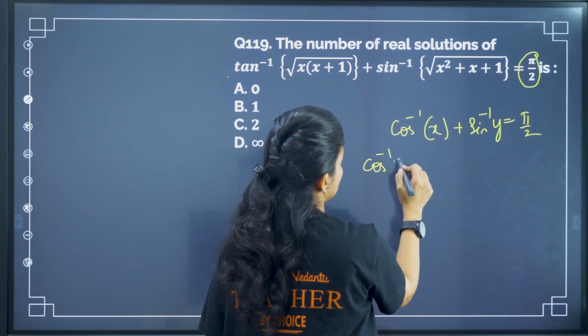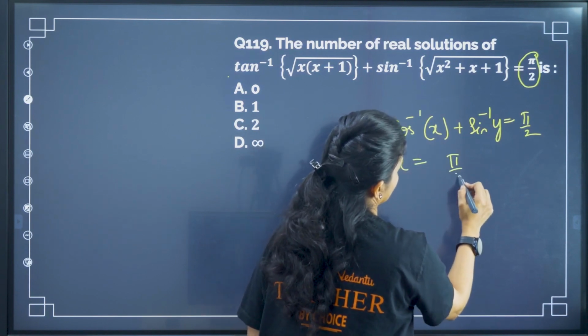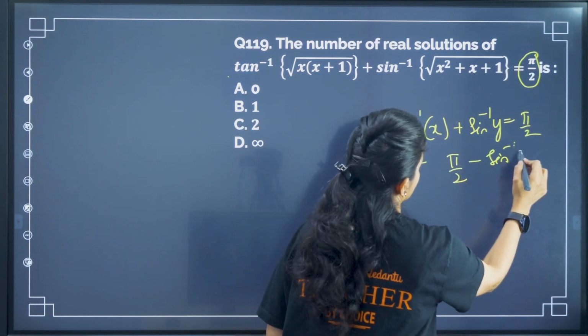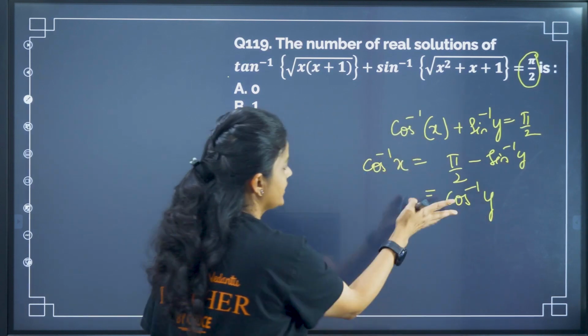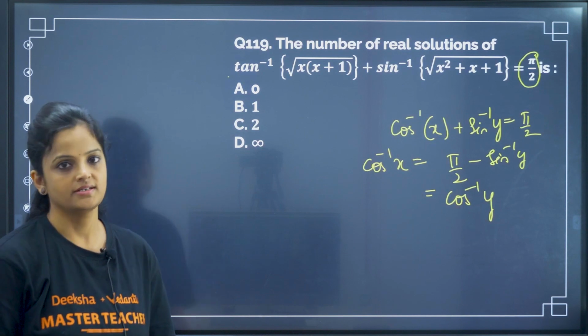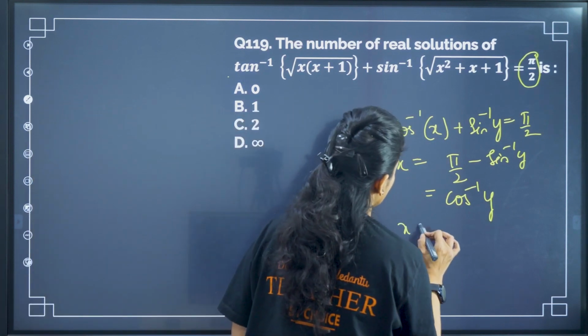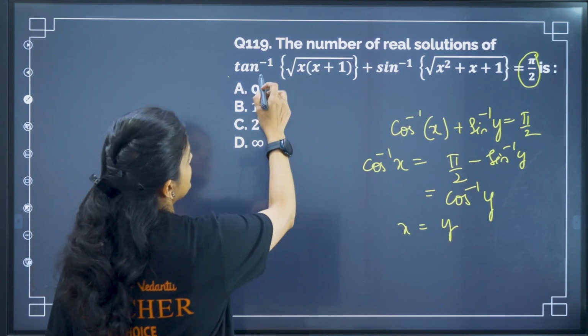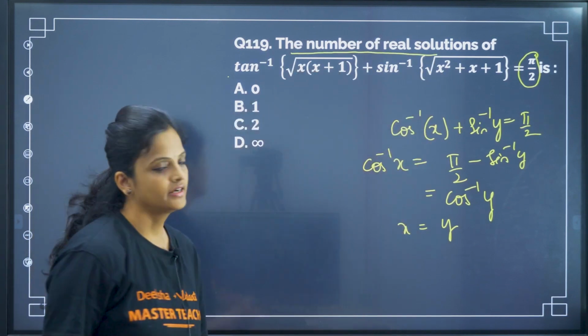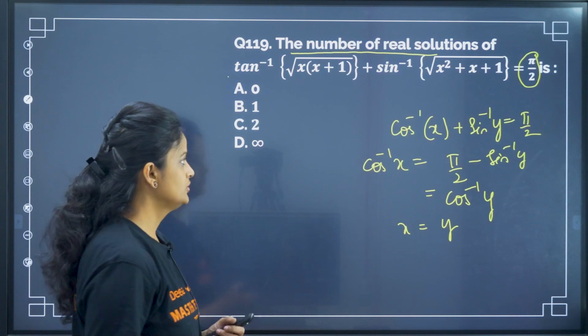So I am doing it the other way. I am sending this to the other side, then writing it as cos inverse y. Now I can eliminate cos inverse on both sides, so then I can equate this. On equating, we will see how many solutions we are getting in this. Okay, shall we do that?